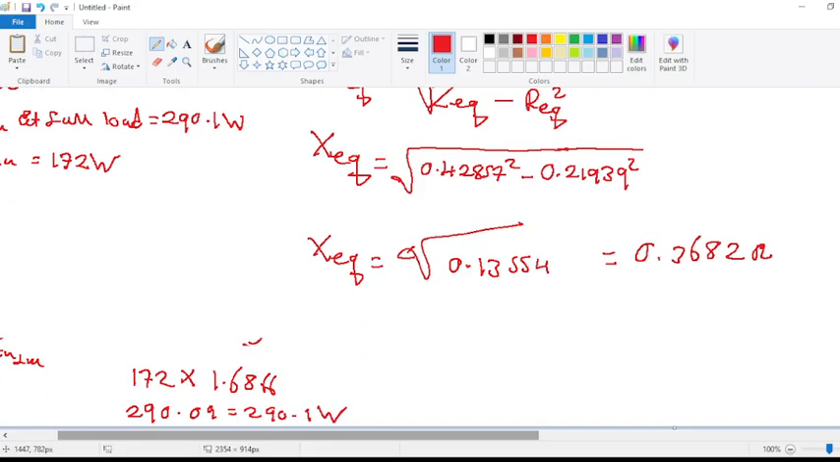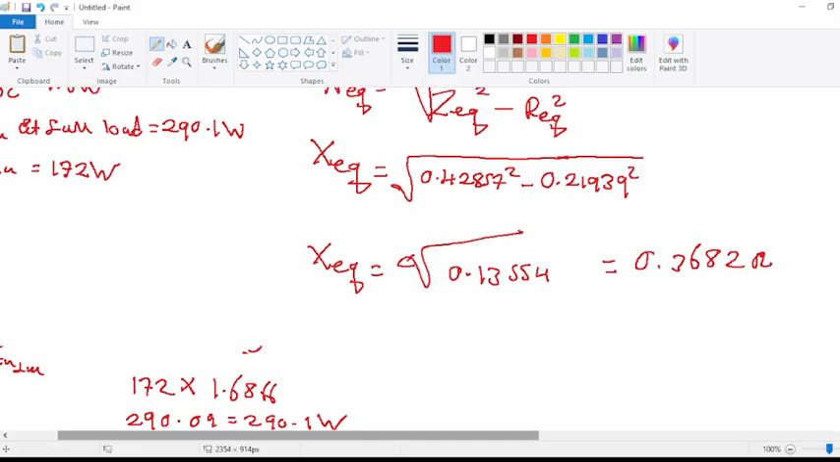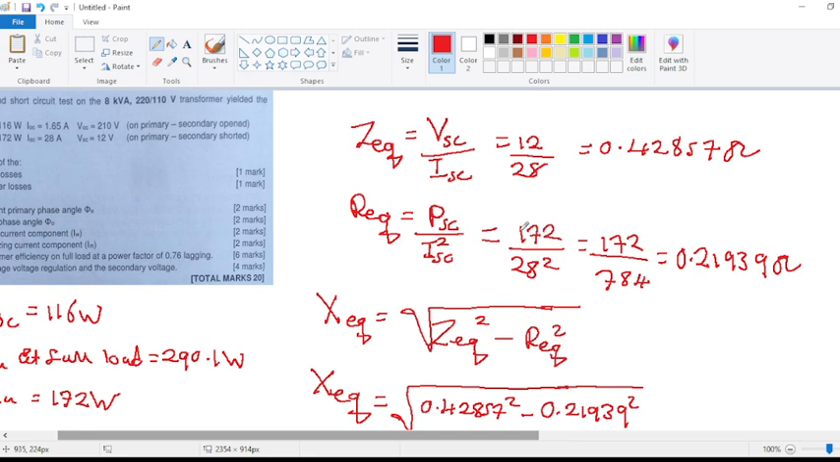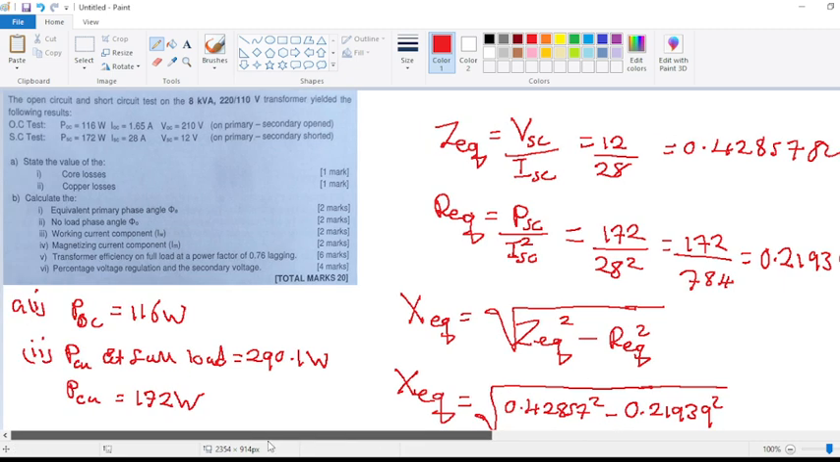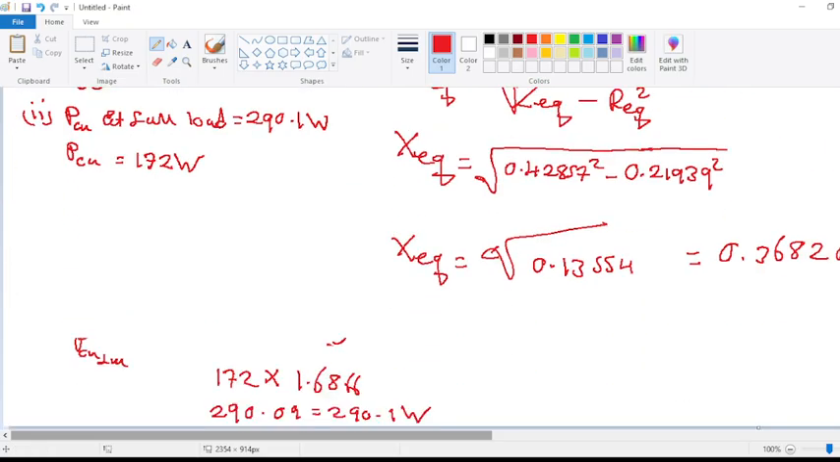These are the values that we have. Now, since we know these values, how do you calculate the equivalent primary phase angle, which is the equivalent impedance angle? This is how we can calculate this. After calculating, let me just erase this part here.